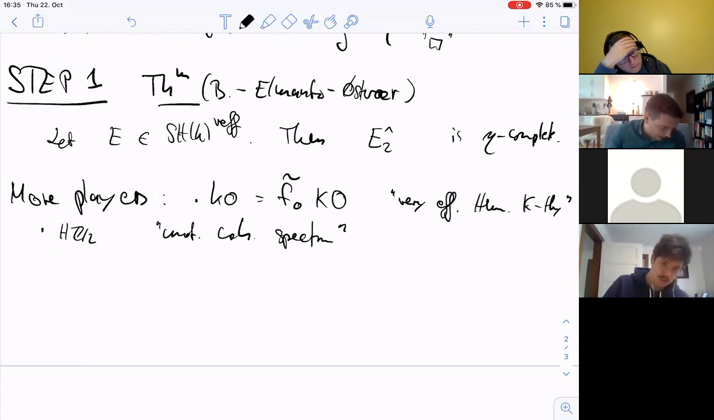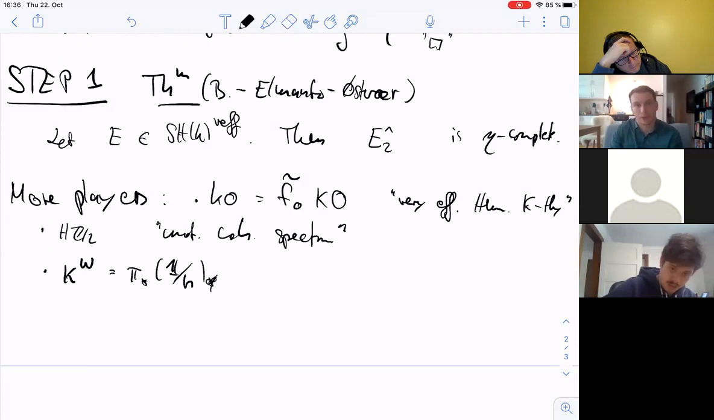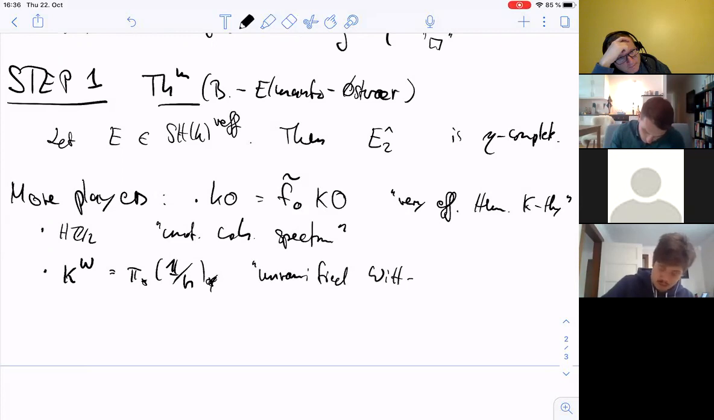And now I need some slightly more esoteric spectra. One which I want is K upper W. You can get it, for example, by taking the sphere and modding out by a certain element called h, and then you take its zeroth object in the homotopy t-structure. And this is the so-called unramified Witt K-theory spectrum. Whew, what else do we need? Right, I need unramified Milnor K-theory. And this is just pi 0 of H Z mod 2.